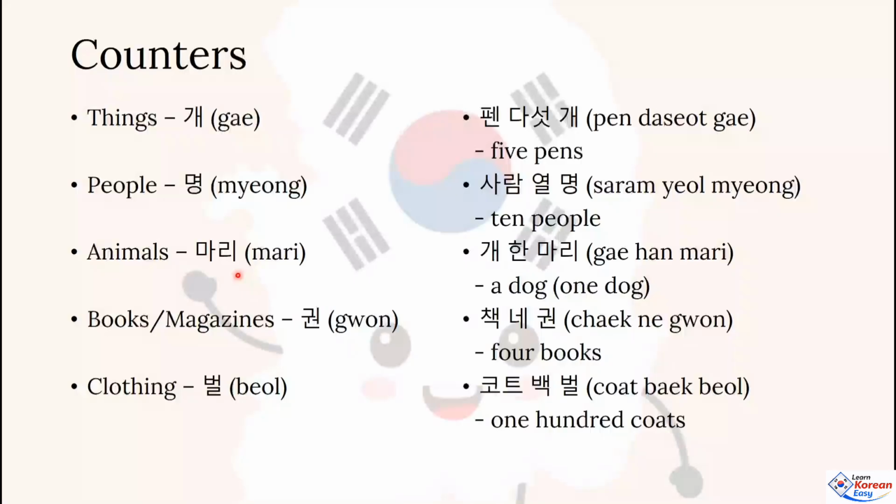So let's say a dog, just one dog. Dog in Korean is 개. 개 한 마리. Well, cat in Korean is 고양이. So 고양이 한 마리. How about 8 dogs? 개 8마리.